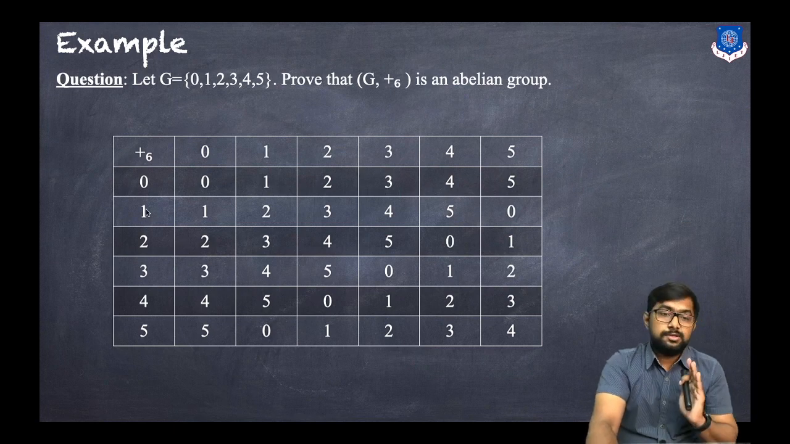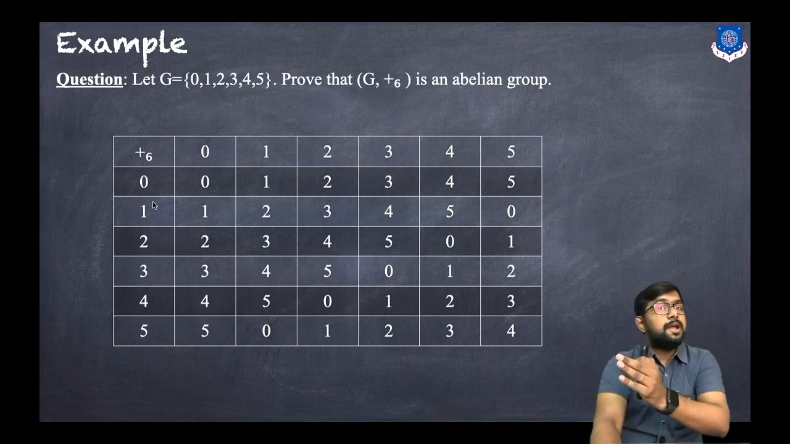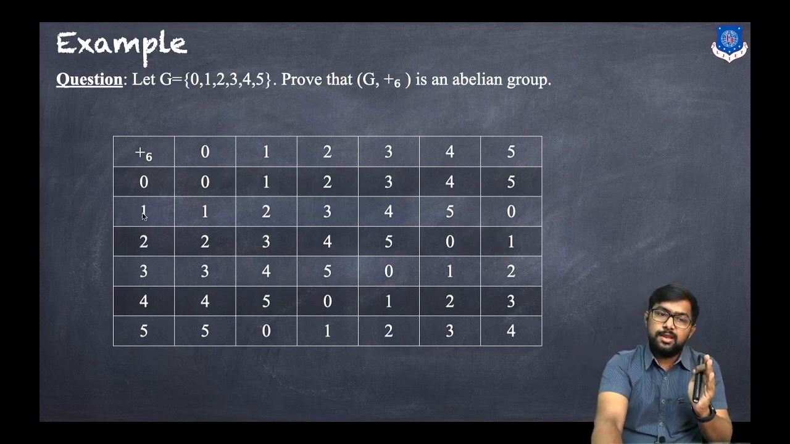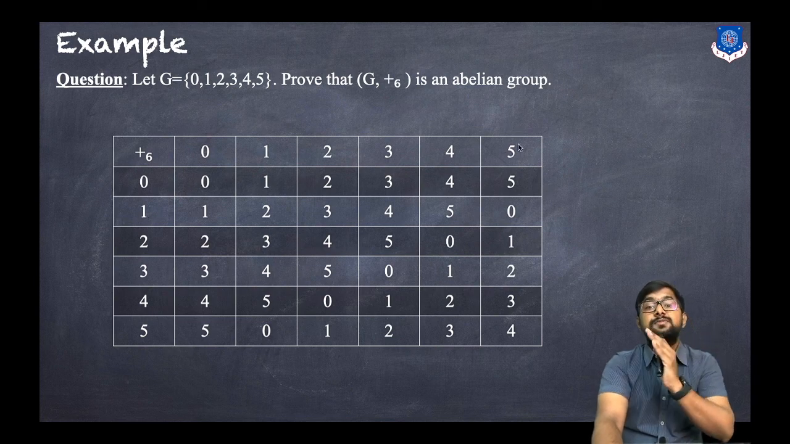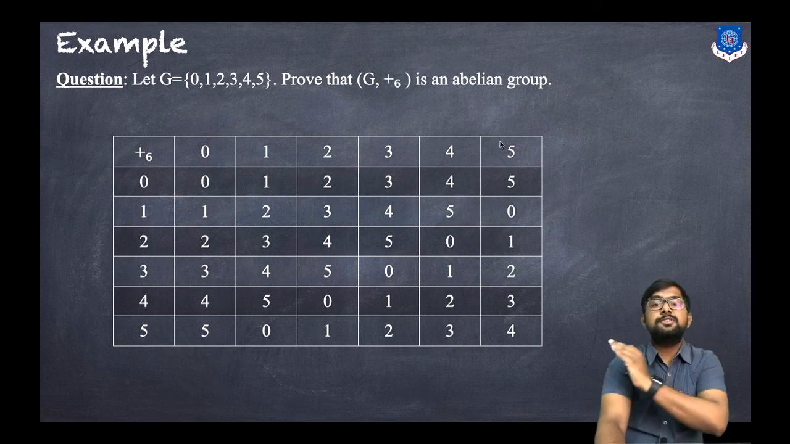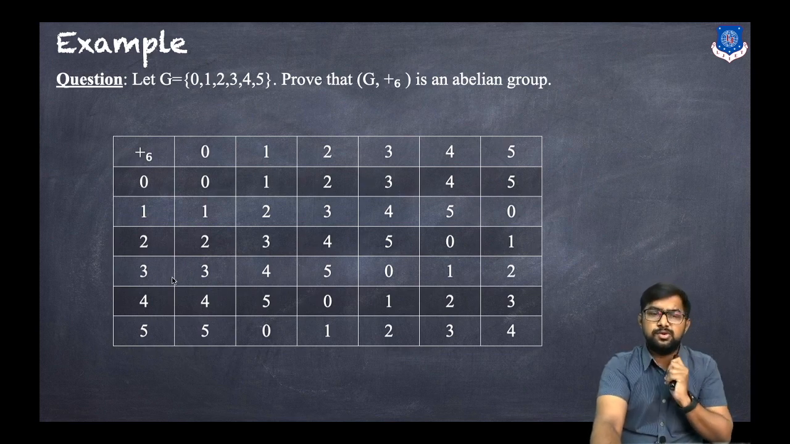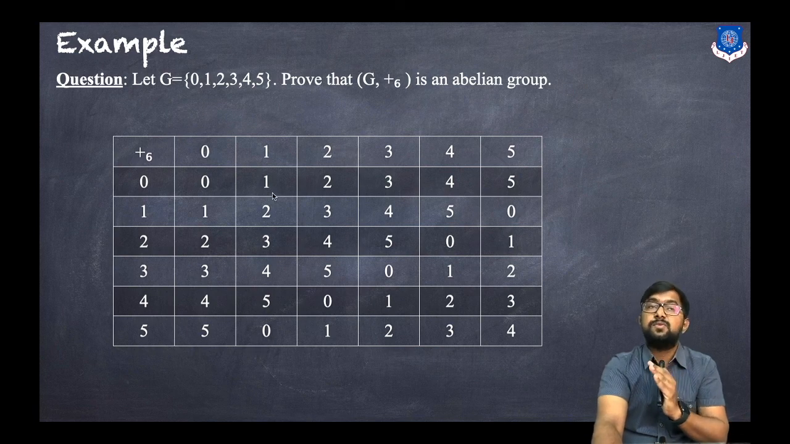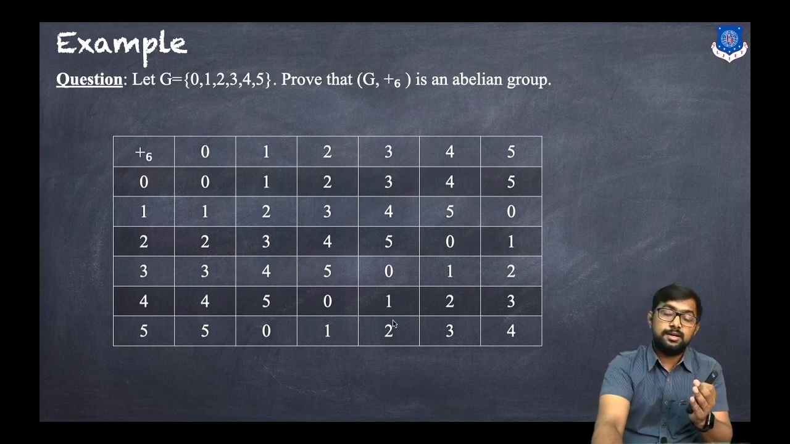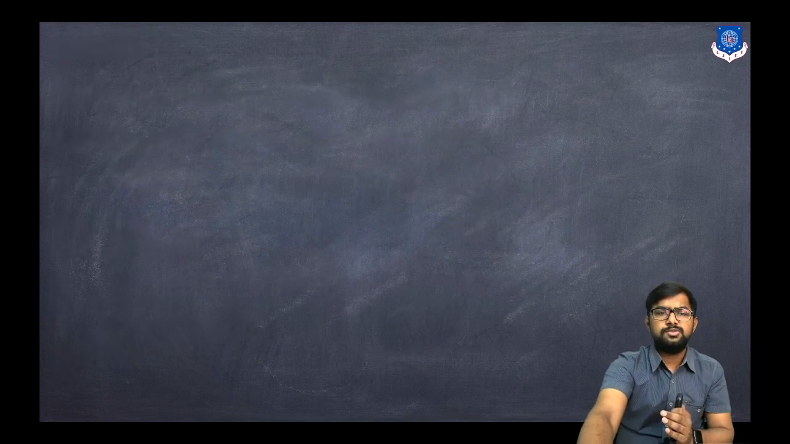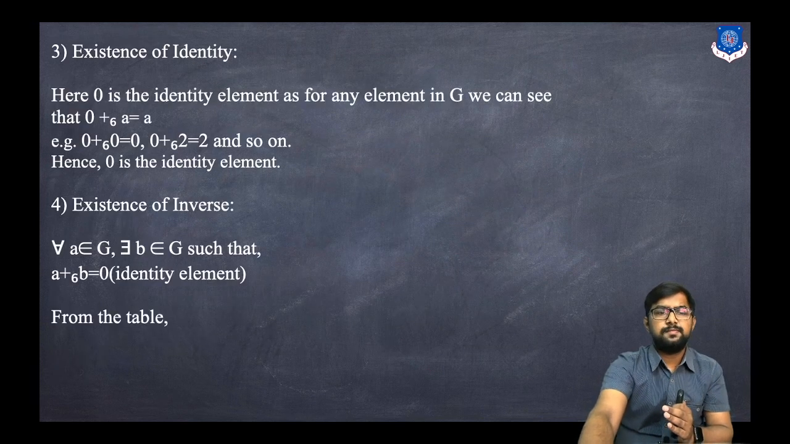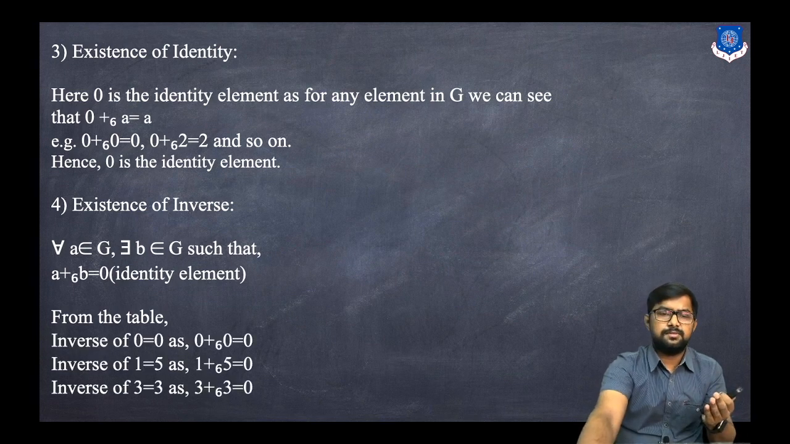Suppose we have 1. Now 1 plus some element equals 0. So we have 1 and the answer is 0. That means here we have 1 plus 5 is 0, so 1's inverse is 5. Now 0's inverse is 0. Here 2's inverse is 4, because we have 0. Now 3's inverse is 3, 4's inverse is 2, and 5's inverse is 1. So they are the inverse elements. Each and every element has an inverse, the same thing we have discussed.